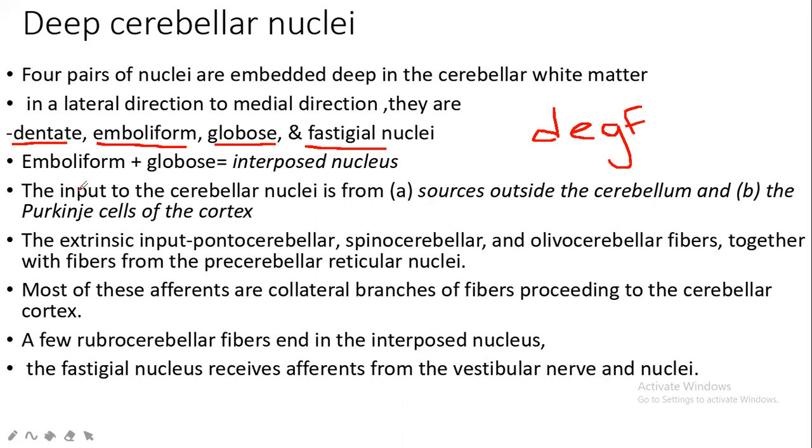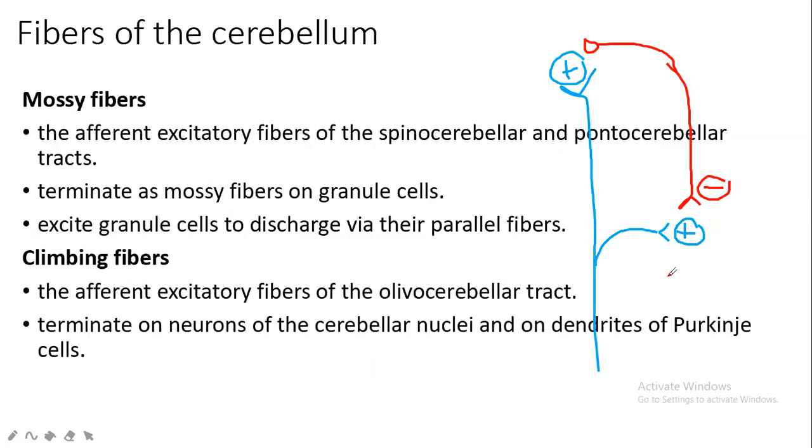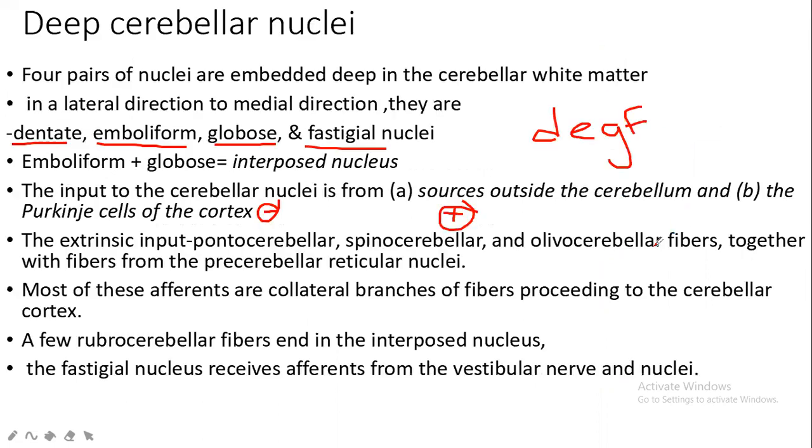The input to the cerebellar nuclei is from, right, a source outside the cerebellum, that is the mossy and climbing fibers, which is excitatory. And then the Purkinje cells of the cortex, which is basically inhibitory, right? Extrinsic input is basically from the pontine nuclei, the spinal cord, olivary nuclei, right, and also what we call the precerebellar reticular formation. Most of these afferents are collateral branches of fibers proceeding to the cerebellar cortex, like we have shown here. A few rubrocerebellar fibers, so coming from the red nucleus to the cerebellum, end in the interposed nucleus, right?